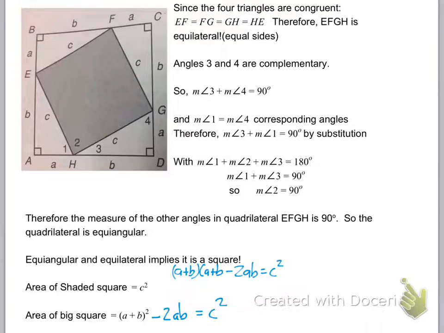Whoops, I forgot my parentheses. So it's a times a. A squared. What's a times b? Plus ab. What's b times a? Plus an ab. Plus b times b, b squared. And minus the 2ab. Does it equal c squared? Yes. ab plus an ab is equal to 2ab. So the 2ab's will cancel with the negative 2ab to get a squared plus b squared equals c squared.